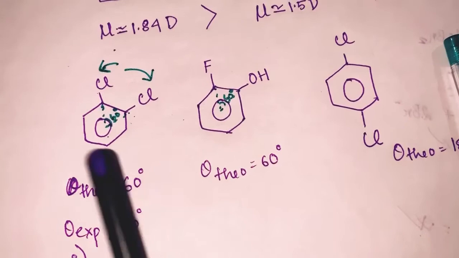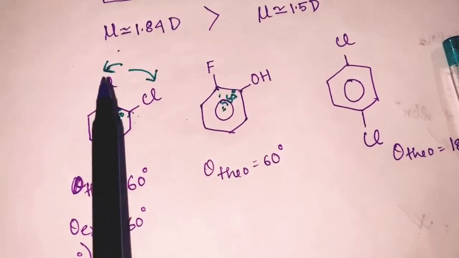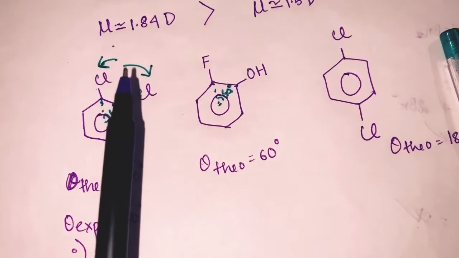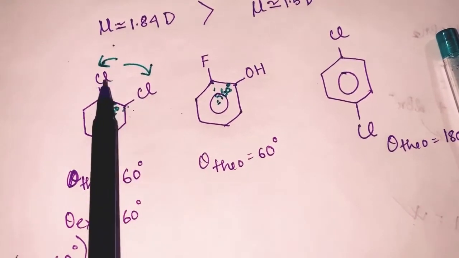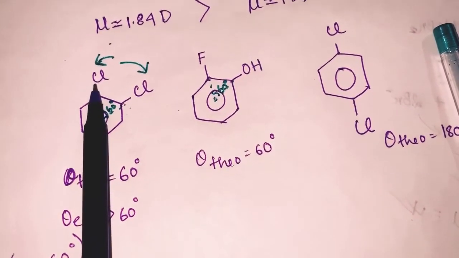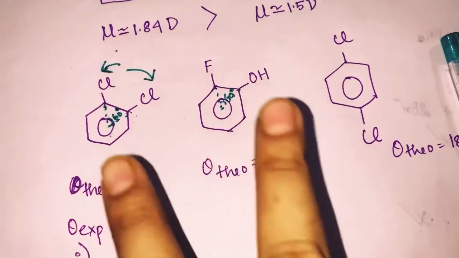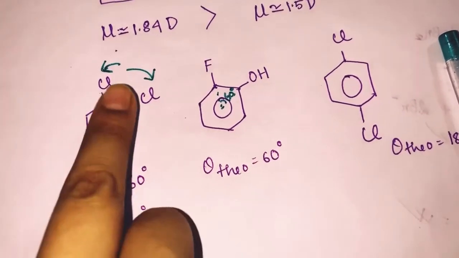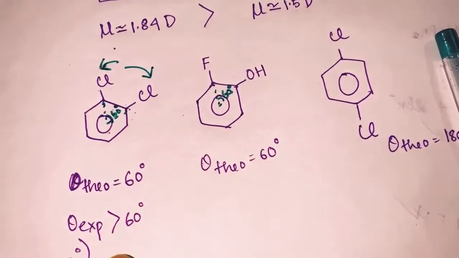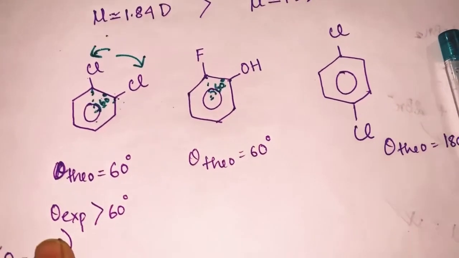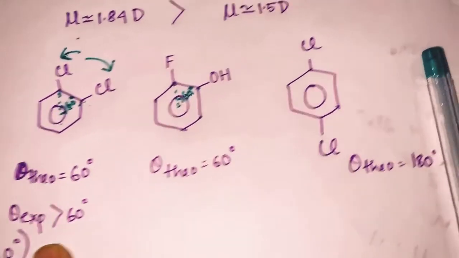Why is it happening? Because of the repulsion between chlorine. These are bigger atoms, bigger ions, so because of which they move apart from each other, trying to gain stability, because of which the theta experimental becomes more than 60 degree.